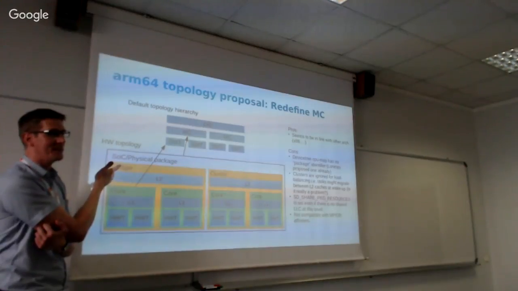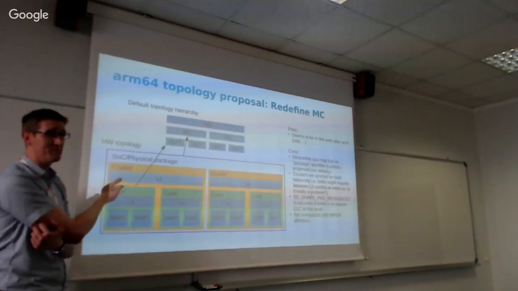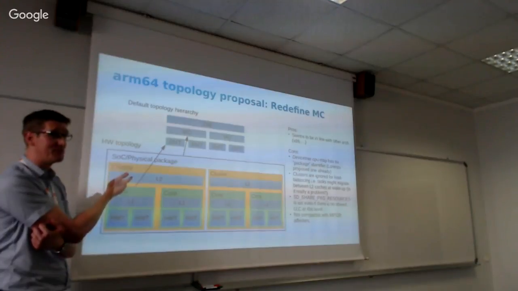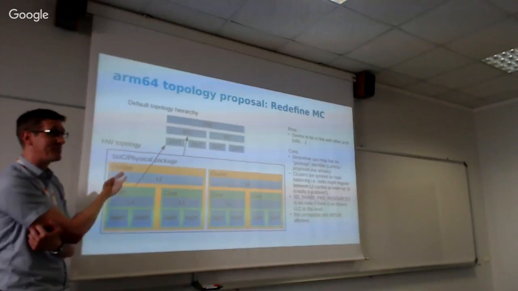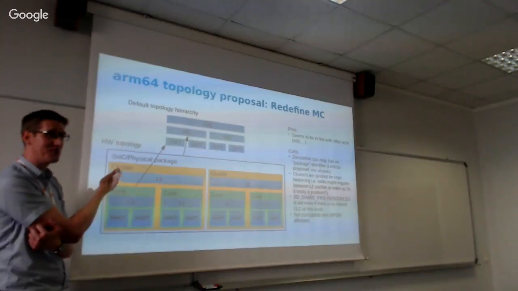Yeah. The problem with MPIDR is that it has, on V8, I think it has 4 8-bit fields. Yeah. And if you got SMT, the first 8 bits, I think, are sort of described as it should be the hardware address.